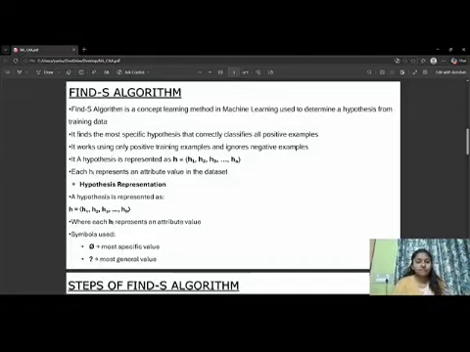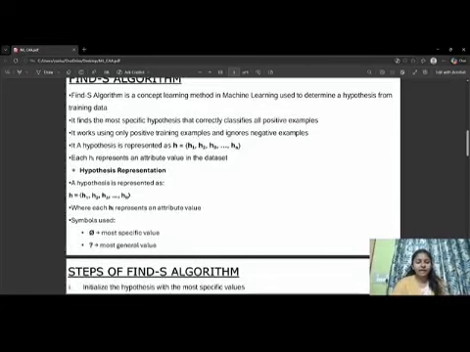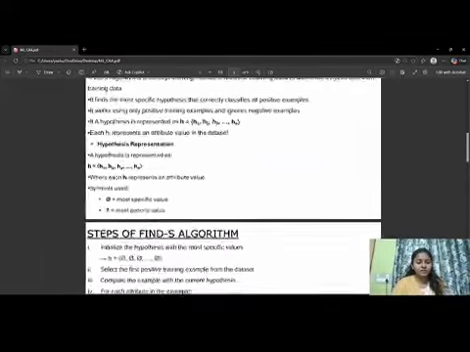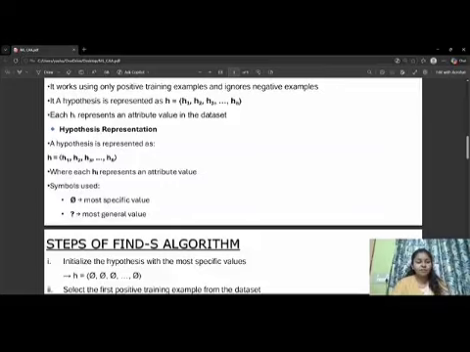The hypothesis is represented as, for example, H equals H1, H2, H3, and so on up to Hn, which specifies only the positive examples. Each Hi represents an attribute value in the data set. In this method, Hi is each attribute value. We also use two specific symbols, the phi symbol and the question mark, where phi tells the most specific value, and the question mark tells the most general value.